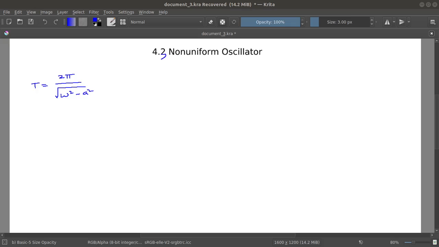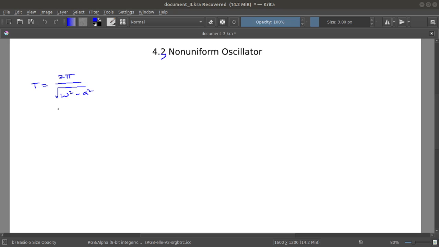So last time we discussed a non-uniform oscillator and the time period for the non-uniform oscillator. One correction to lecture one: the section is not 4.2, that's 4.3. And the time period for that non-uniform oscillator, what we have got is in this form, right?